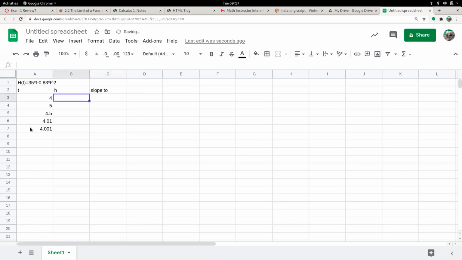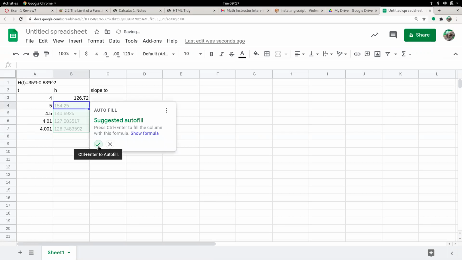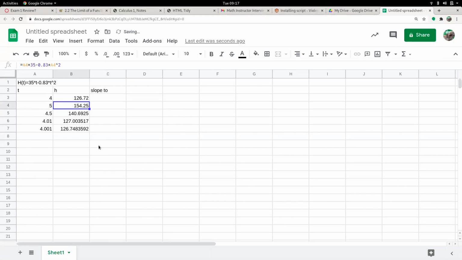For a given point, it equals that times 35 minus 0.83 times that squared. So that's the y value. Thank you, Google. Yes, let's calculate all of those.